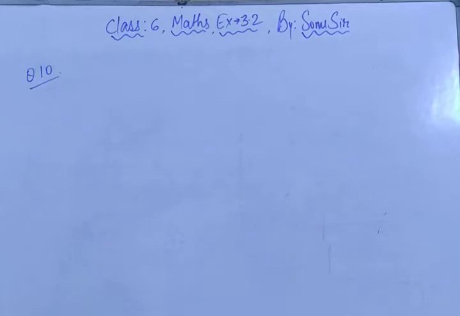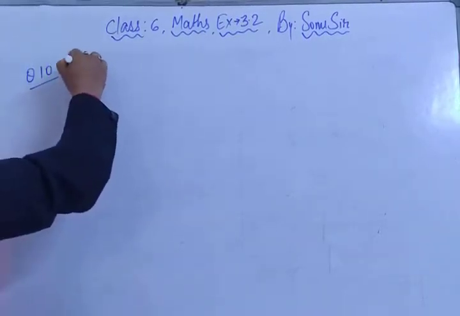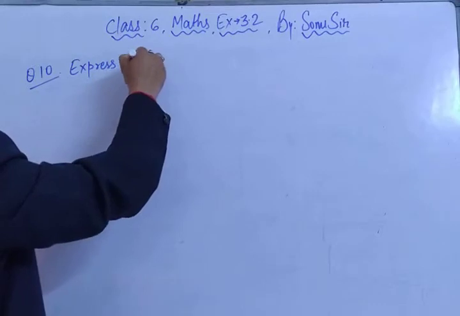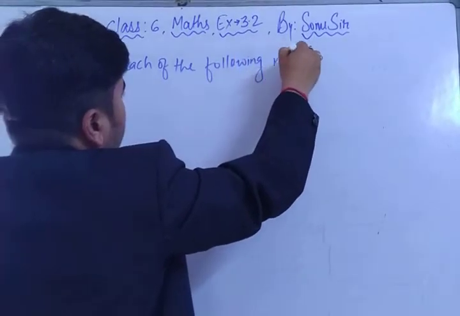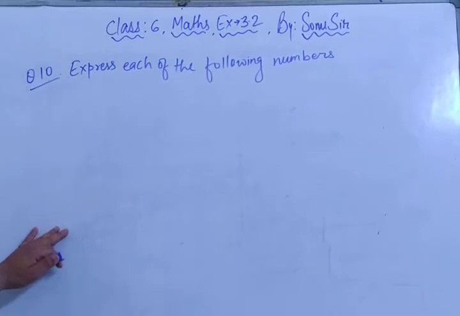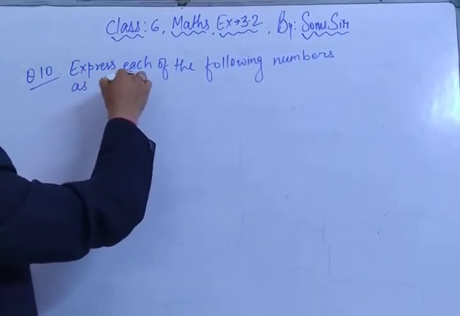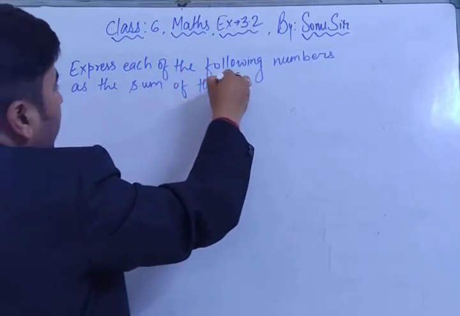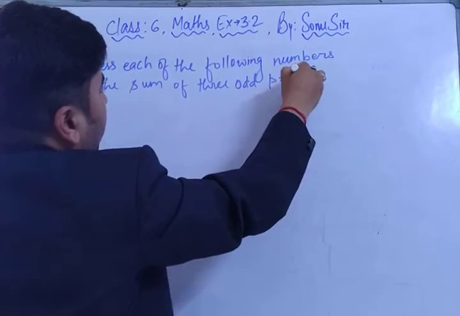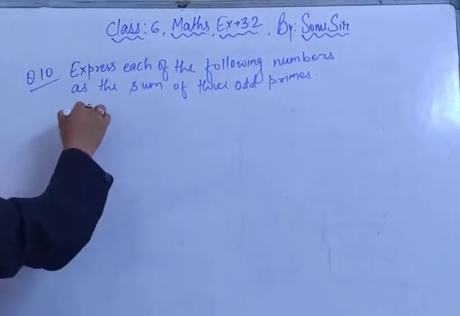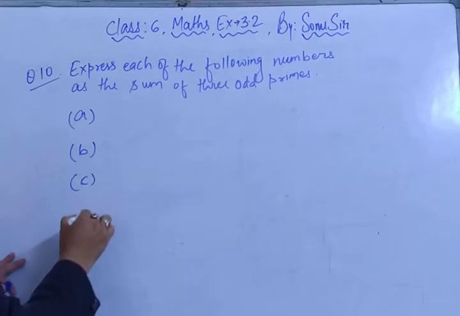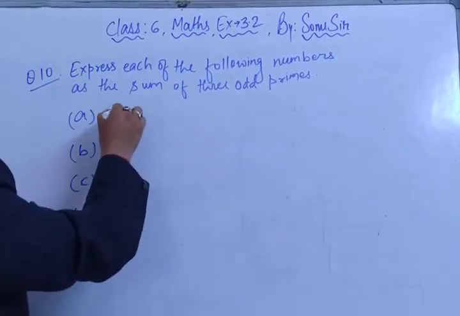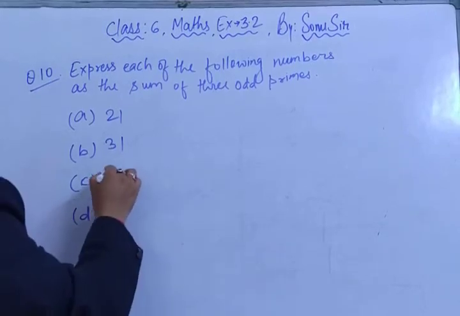Express each of the following numbers as the sum of three odd primes. Got it? The question is, you have to express this number as the sum of three odd primes. There are total four questions. First one is 21, 31, 53 and 61.